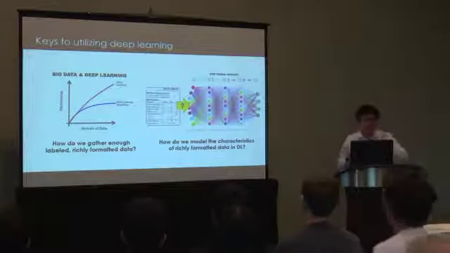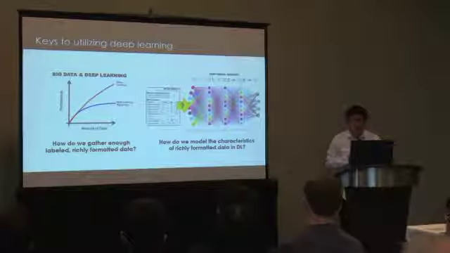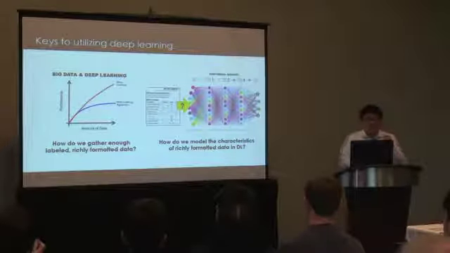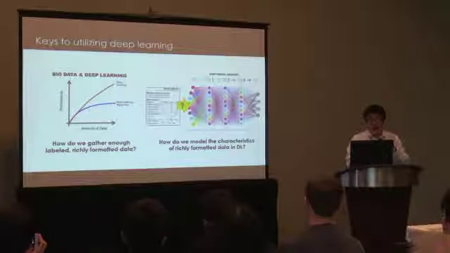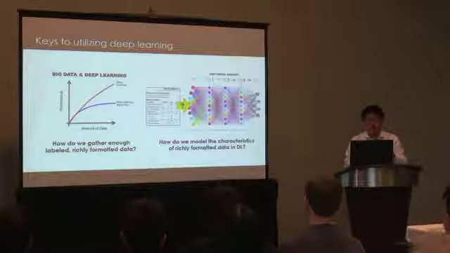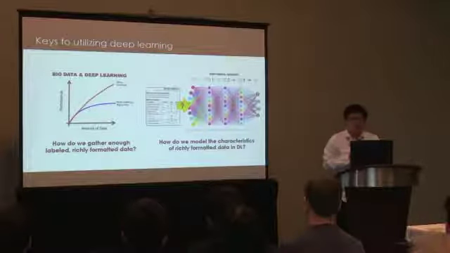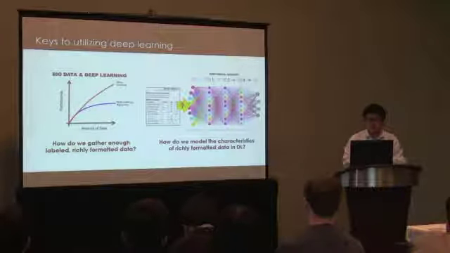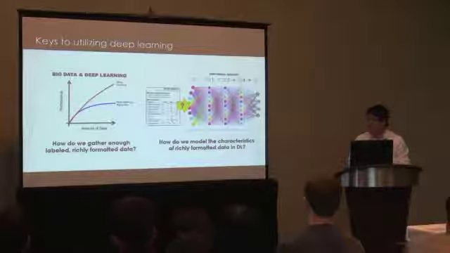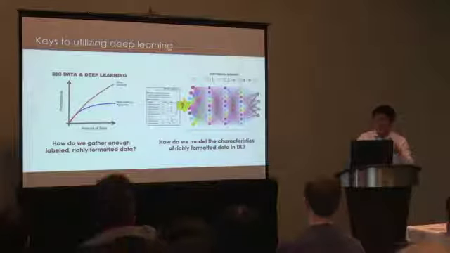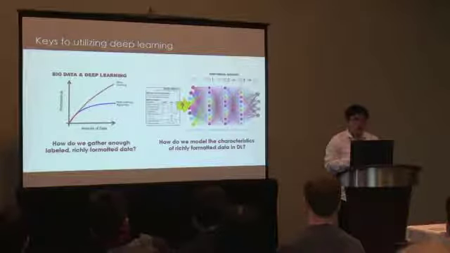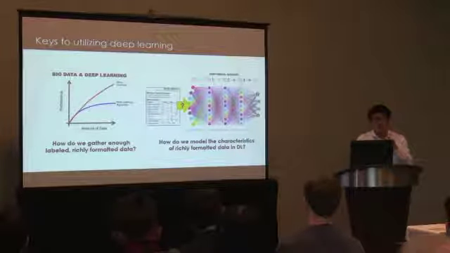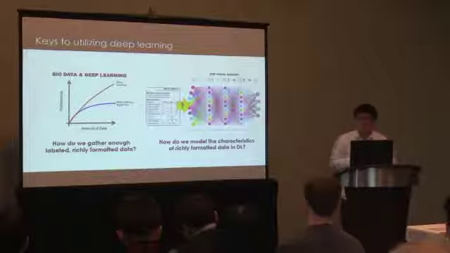Of course, we'd love to use deep learning, but deep learning comes with a catch. We need a large amount of training data, and traditional deep learning models are not optimized to handle multimodal signals. So in order to be successful, we need to address two questions. First, how do we gather enough labeled richly formatted data? Second, how do we model the characteristics of richly formatted data in a deep learning model?